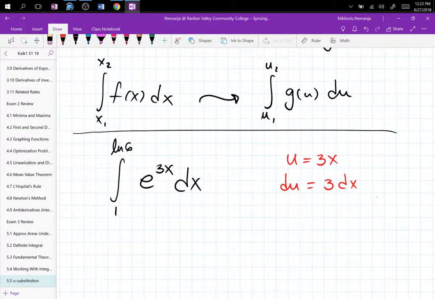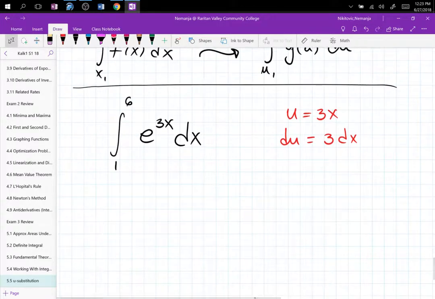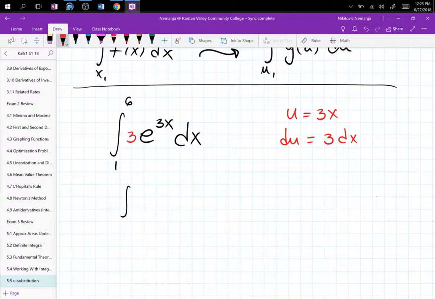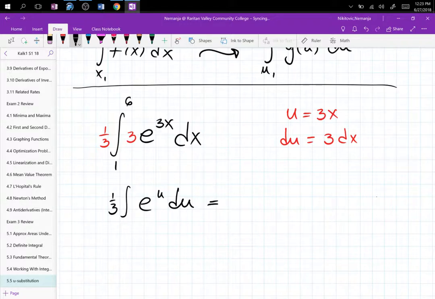Oh, actually, wait, I don't want ln 6 here. Let's just go 1 to 6. Just erase the ln. We'll do ln in the next problem. So now I have this, and then what I do is I have the integral. You know that you have to fix the constant, right? You need a 3, and then you need 1/3 in front. So now we have 1/3 e to the u du, and it's time to switch the limits.